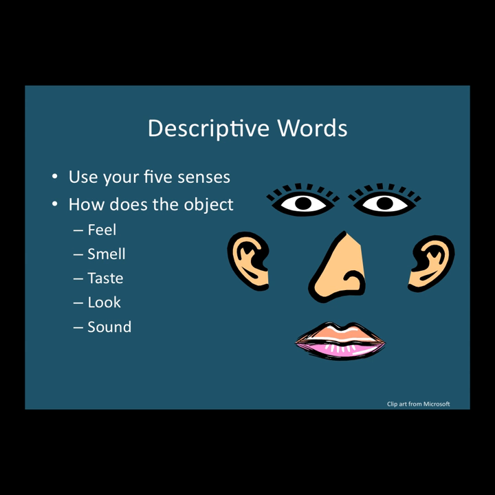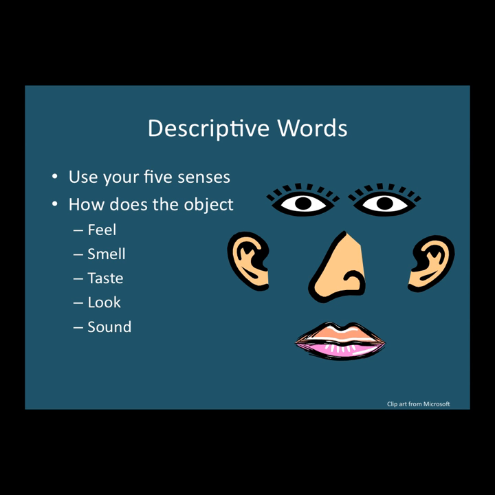When you're describing something, one easy way is to use your 5 senses. Describe how the object feels. Is it soft and furry, or rough and spiky? Describe how an object smells. Does it have a pleasant, inviting smell? Does the smell invoke a memory? Or does the object have an unpleasant smell?